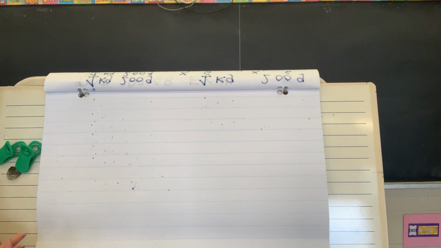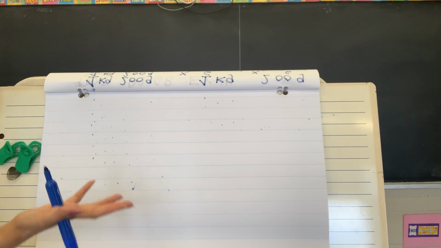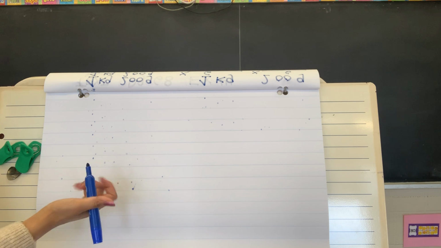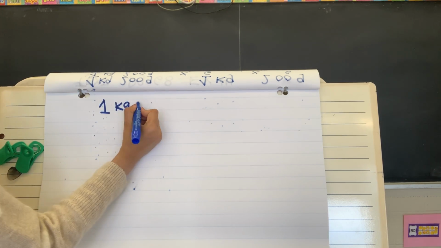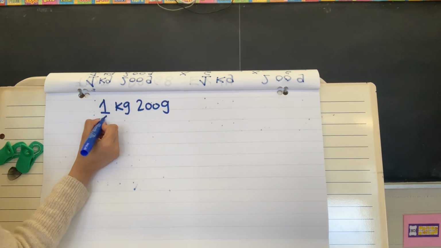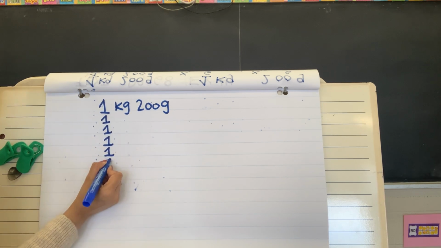So let's see, what if we had 6 packages? How would we do it then? If we had 6 packages and I had to add or multiply, this is how I would do it. I would still have my 1 kg, 200 grams. So I would do it 6 times because that's the number of packages I have.